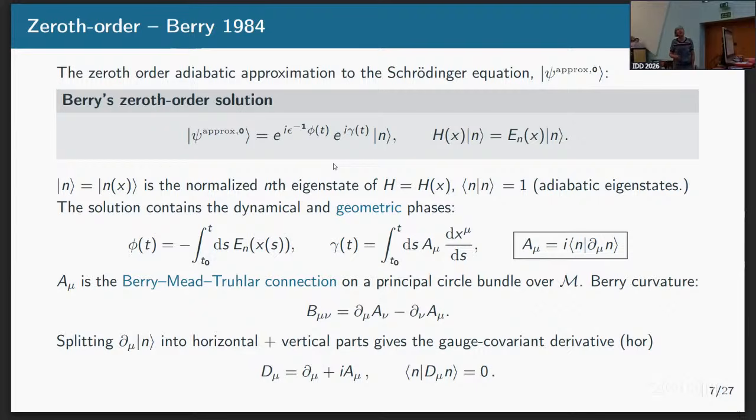It's given here. And then, as I said, in this approximation you have the appearance of the connection on the principal circle bundle over M, which induces the Berry curvature, or field strength, of this connection. And what's important for our construction, this connection also gives you a splitting of your bundle into horizontal and vertical parts, where the horizontal parts define these gauge covariant derivatives.